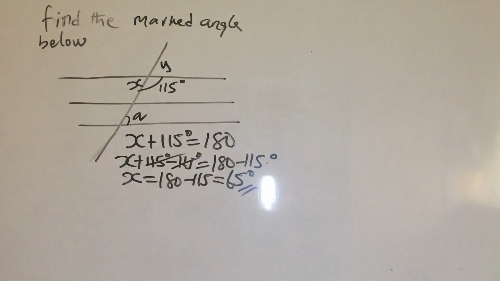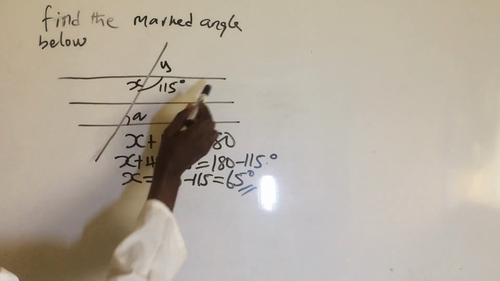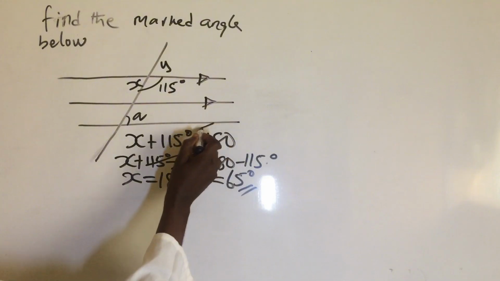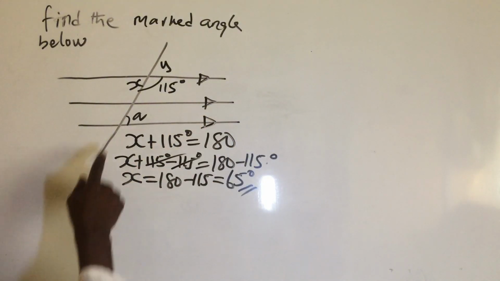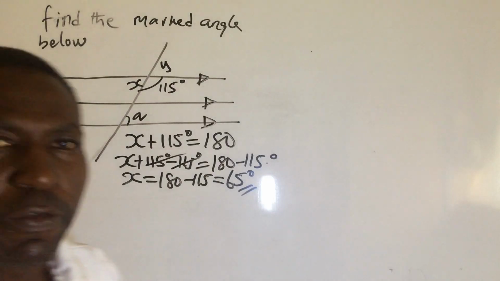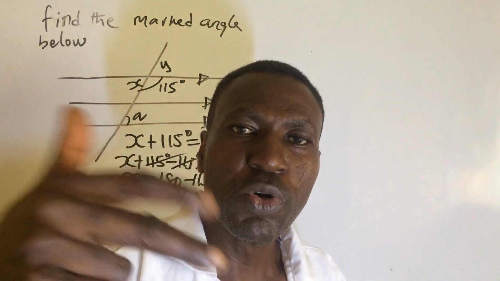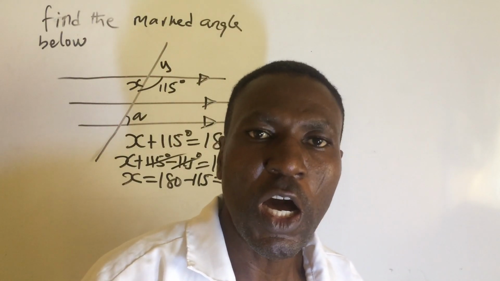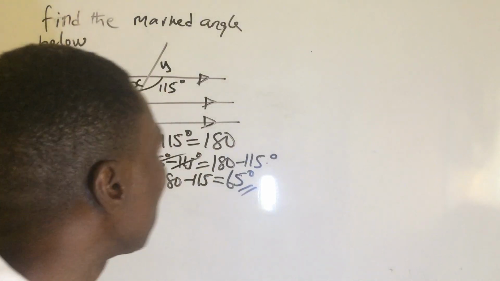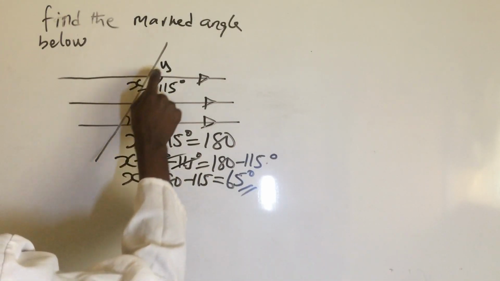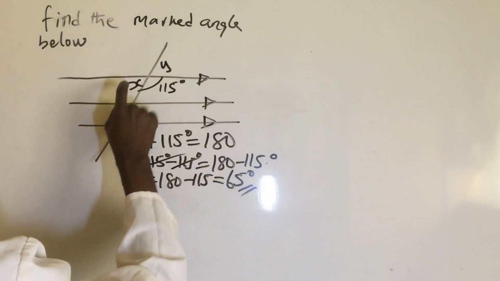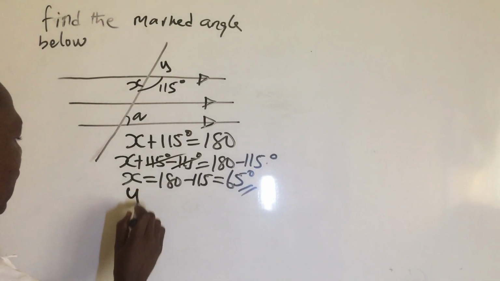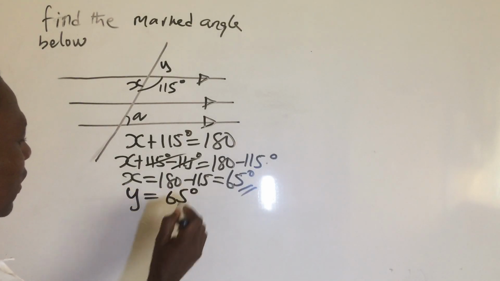Okay. We now realize that because these are parallel lines, remember that they will have arrows to show that they are parallel. Okay. Now, from the previous explanation, we say that vertically opposite angles are equal. Vertically opposite angles are equal. This is opposite angle, okay? Since this angle here and this angle here are vertically opposite, therefore y is also 65 degrees.